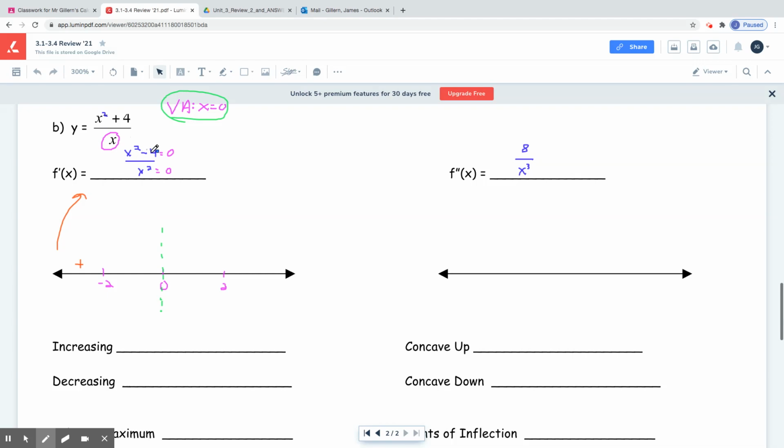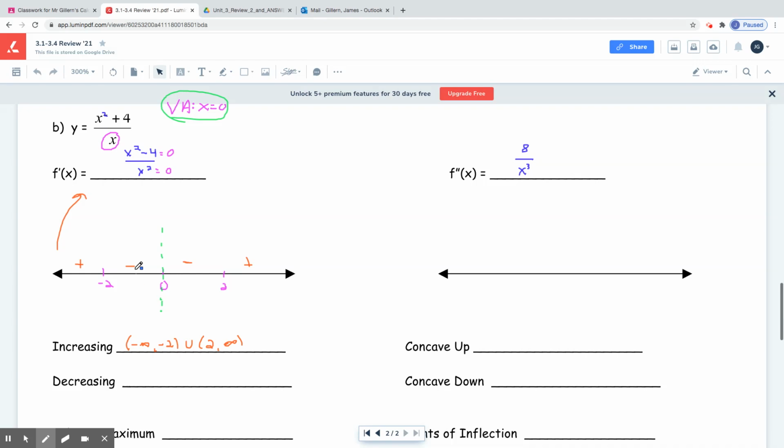Plug in negative 1. Negative 1 squared is 1. 1 minus 4 is negative 3. So that's a negative. I plug in 1. 1 minus 4, again, a negative. Something bigger than 2 is going to give me a positive. So it's increasing wherever it's positive. So it's negative infinity to negative 2, union 2 to infinity.